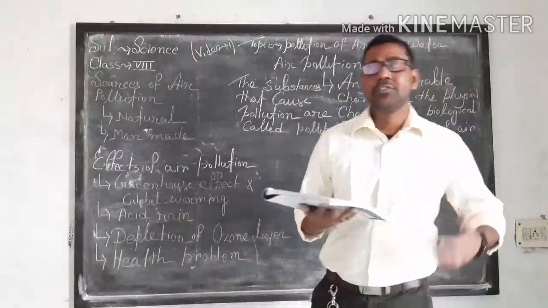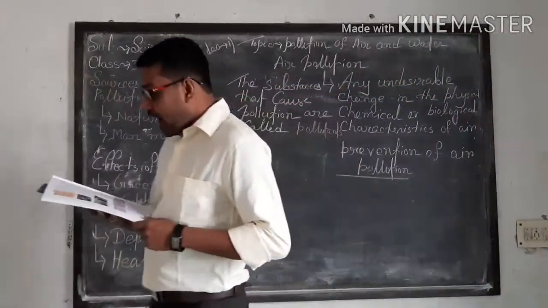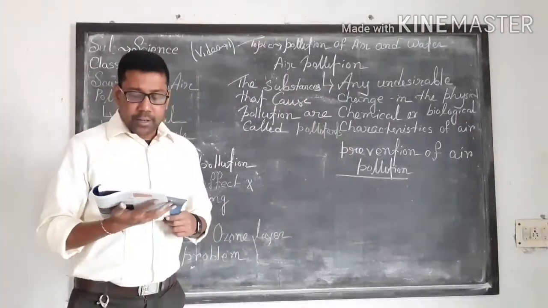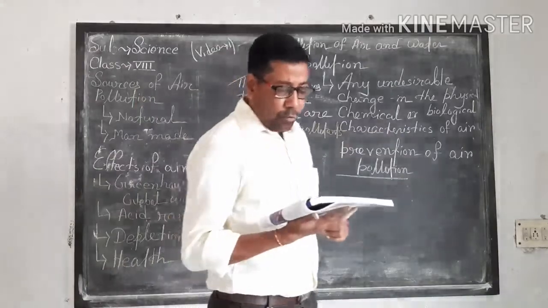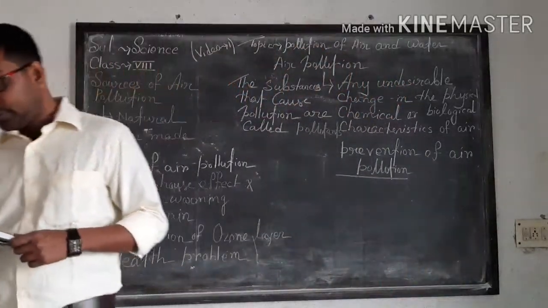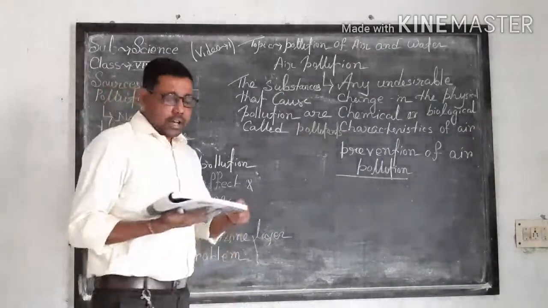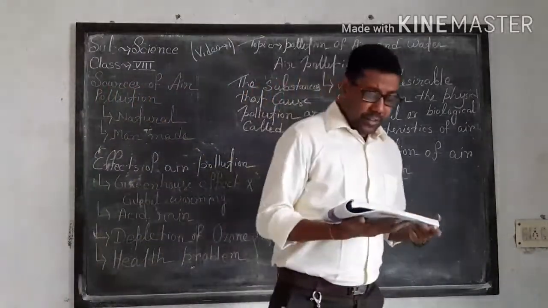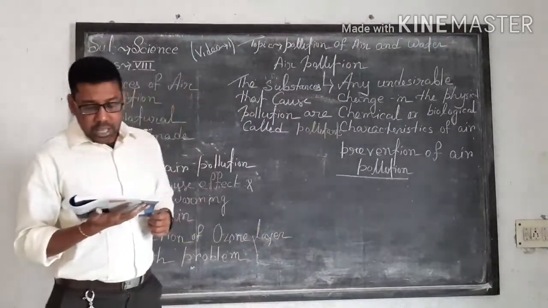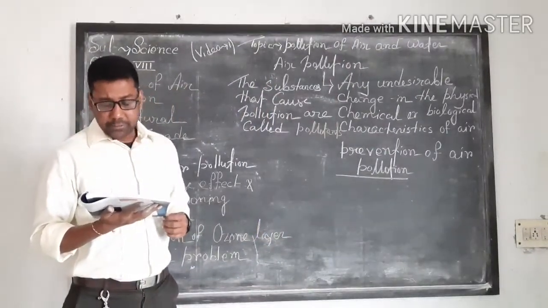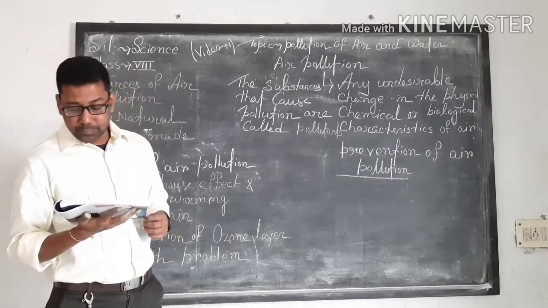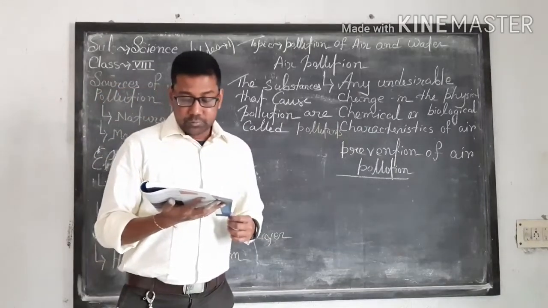Okay, and the industries and factories emit harmful gases like sulfur dioxide, chlorine and dust, which also add to air pollution. After that, the thermal power plants and nuclear power plants release harmful gases like sulfur dioxide and radioactive pollutants.